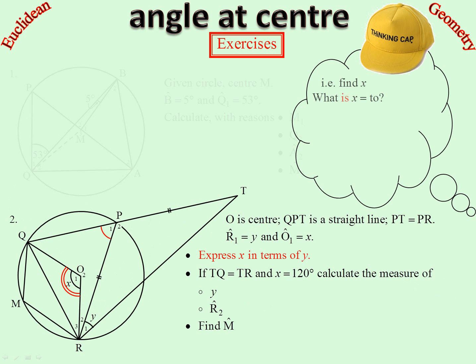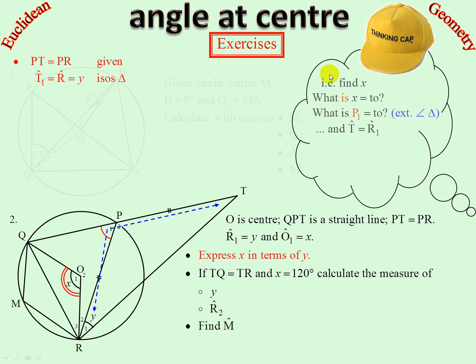So, that is twice that. What is P1 equal to? Those two added together, and they're equal to one another. So, PT equals PR, given. T1 equals R equals Y. Now notice that once I've done my thought process, I'm working back the other way to end up with X. P1 equals twice Y, exterior angle of triangle. X equals twice P1, angle at center. And therefore X is 4Y because twice P1 is twice 2Y.